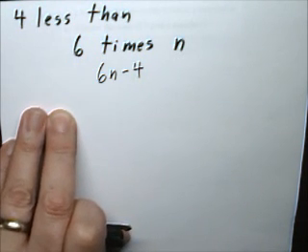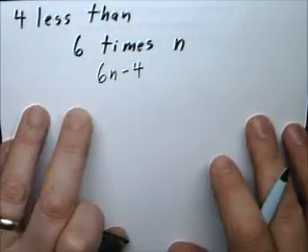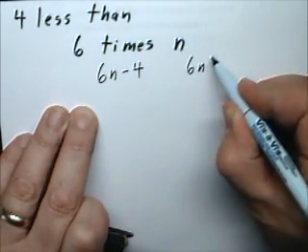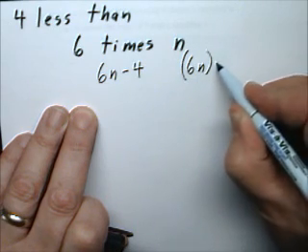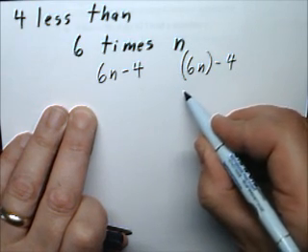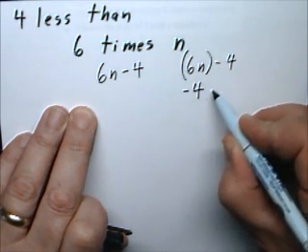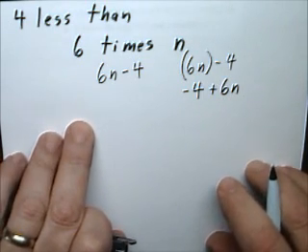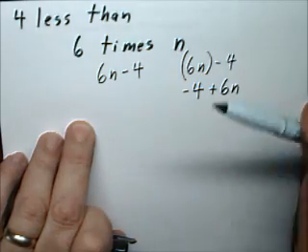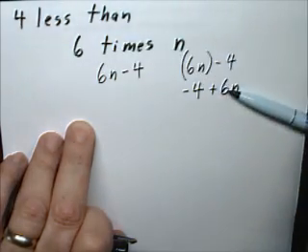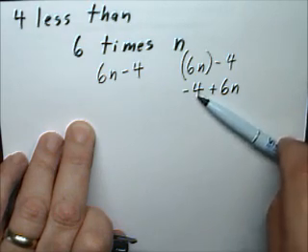Now, if you wrote 6n and you wanted to put that in parentheses and then you're going to minus 4, that's okay. I would never think of it this way, but you might think minus 4 plus 6n. That, believe it or not, is also correct. The principle is that the 6 is multiplied times the n, and we also have a minus 4.